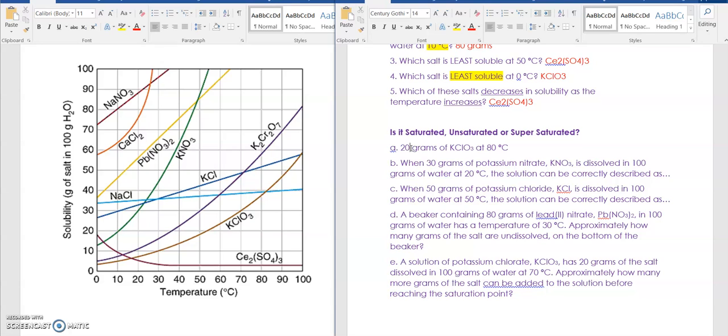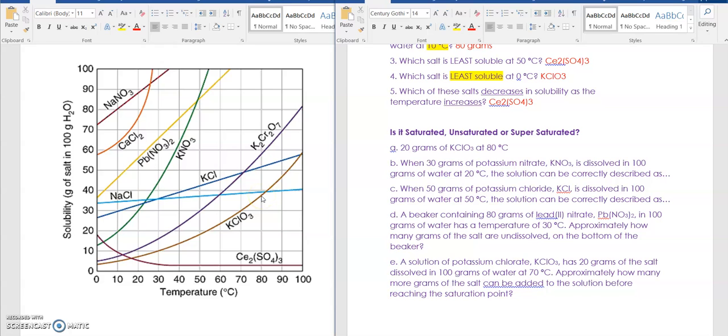So this letter A says 20 grams of potassium chlorate at 80 degrees. So I know that I want to start with my temperature. That makes it the easiest. So I'm going to trace up and I'm going to look for potassium chlorate. I want to see what amount of grams can be dissolved at that temperature first before I start deciding if it's saturated, unsaturated, or super. So I'm going to trace up. I'm going to find potassium chlorate. It's right here. It can dissolve about 38 grams at 80 degrees.